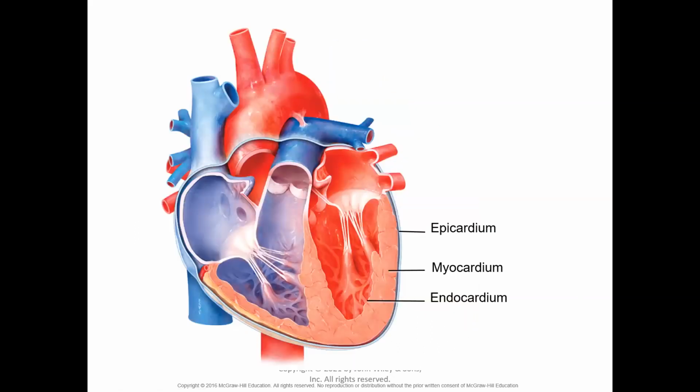I talked about it in lecture for you. The wall of our heart has 3 layers. From inside to outside, we have endocardium, myocardium, which is the cardiac muscle cells, and epicardium. And you know that the epicardium is actually the visceral pericardium.